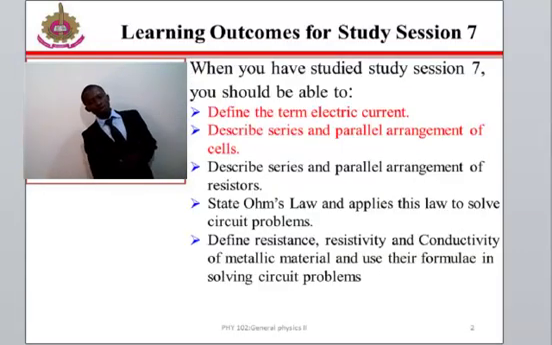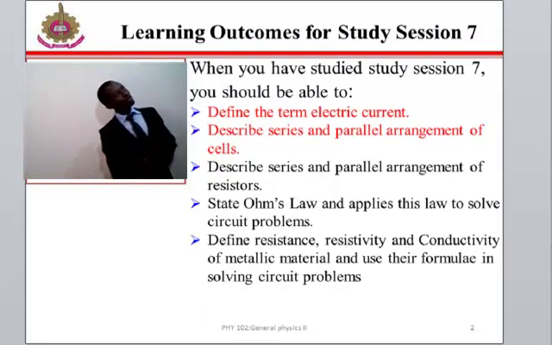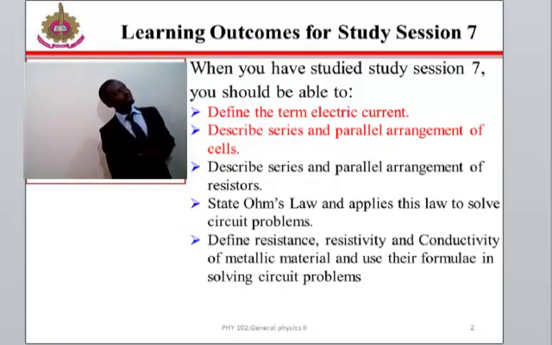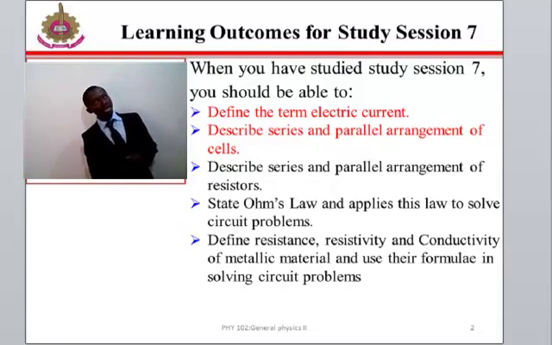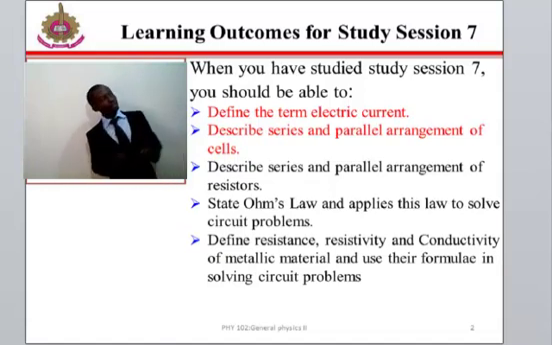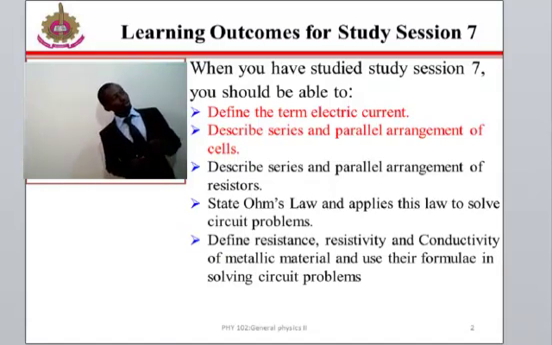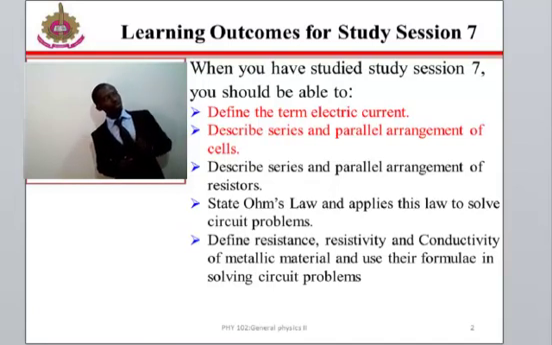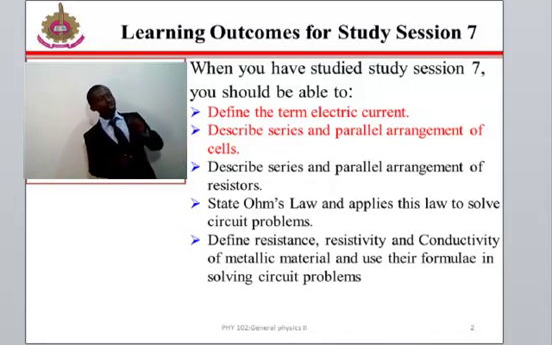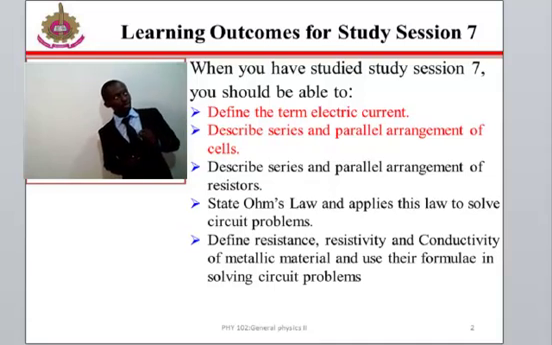The learning outcome for study session 7. When you have studied study session 7, you should be able to define the term electric current, describe series and parallel arrangement of cells, describe series and parallel arrangement of resistors, state Ohm's law and apply this law to solve circuit problems, define resistance, resistivity and conductivity of metallic material, and use their formula in solving circuit problems.